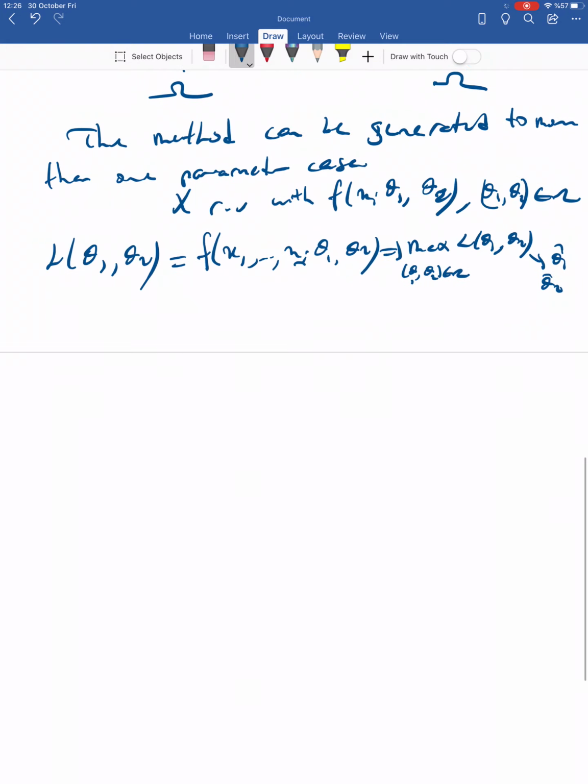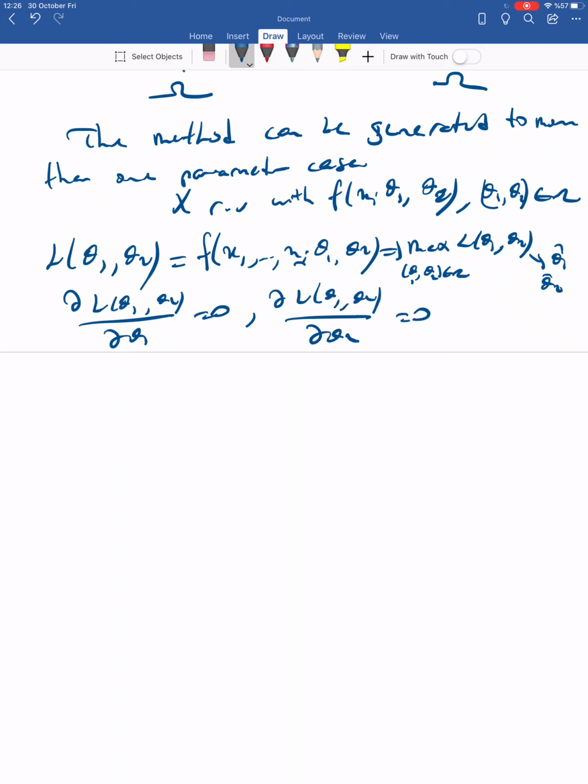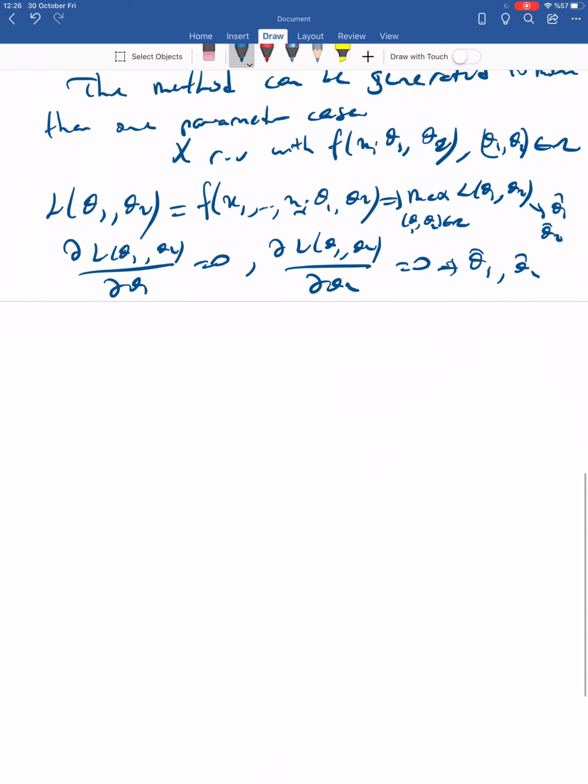So again we are using the same logic basically. Get the likelihood function, take the derivative, equate it to 0, and do the same thing for theta 2. Equate this to 0, and then the solution of these will give us theta 1 hat and theta 2 hat. Here, since we have two unknown parameters, we have to check whether these give us minimum or maximum values. So in that case, we have to check the second derivatives.